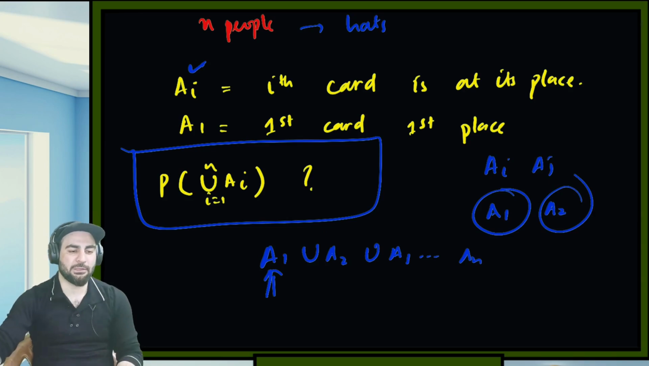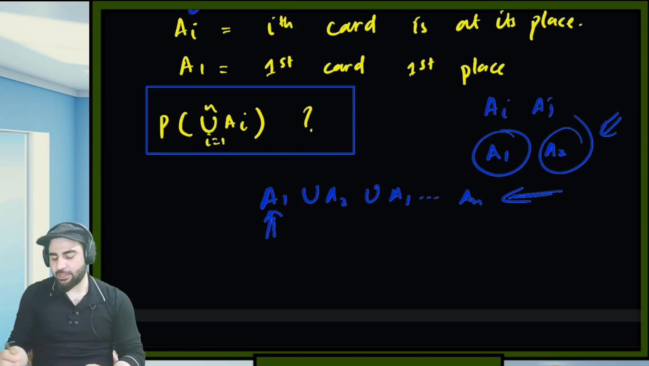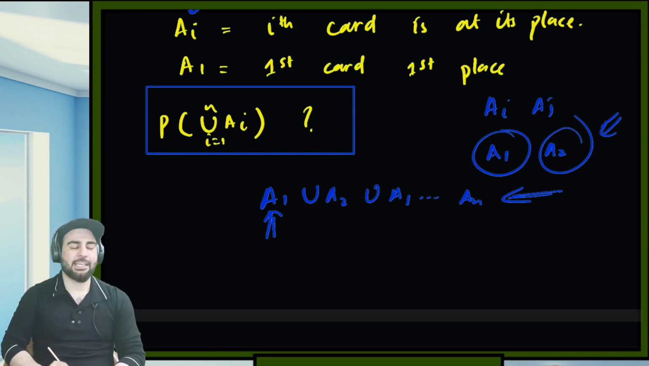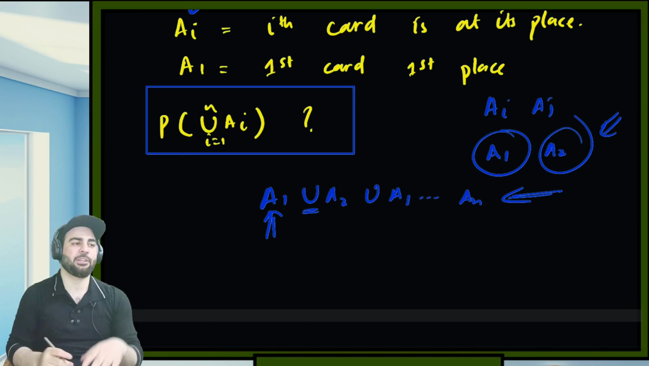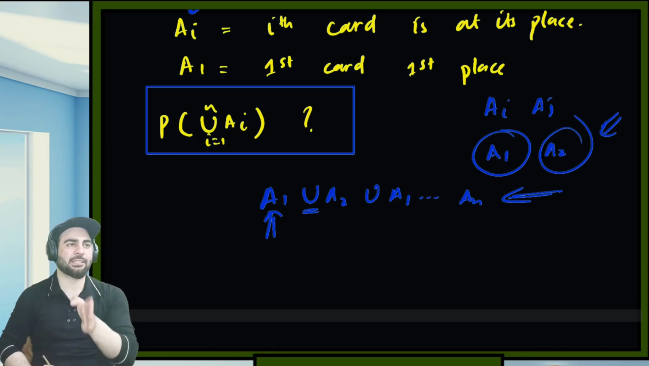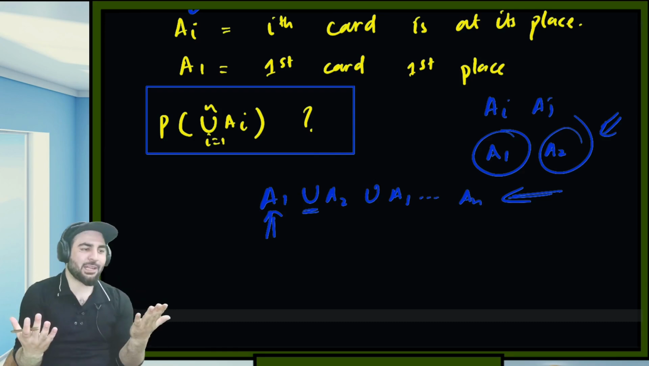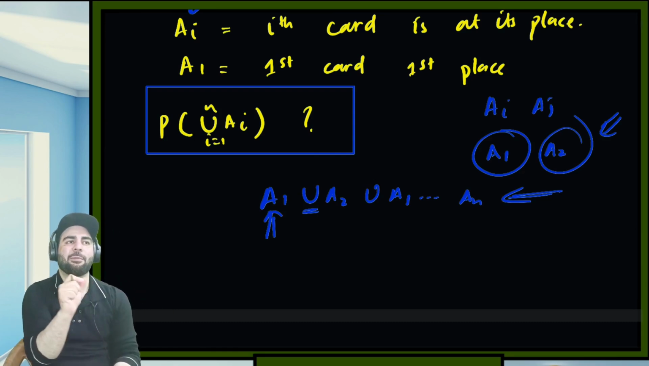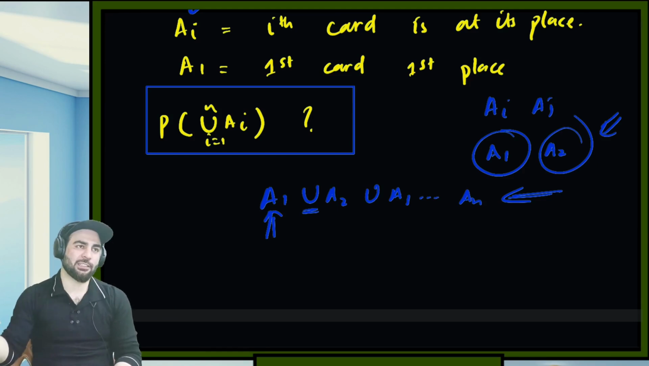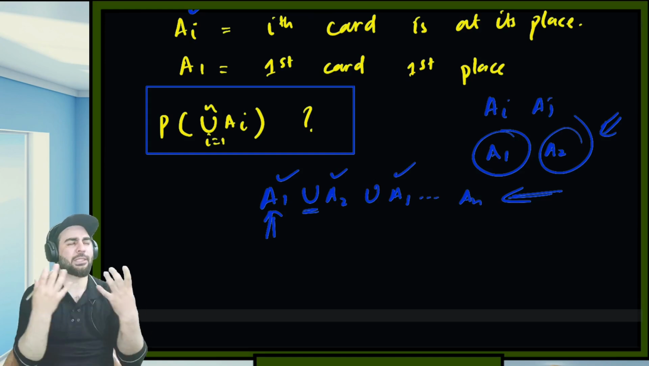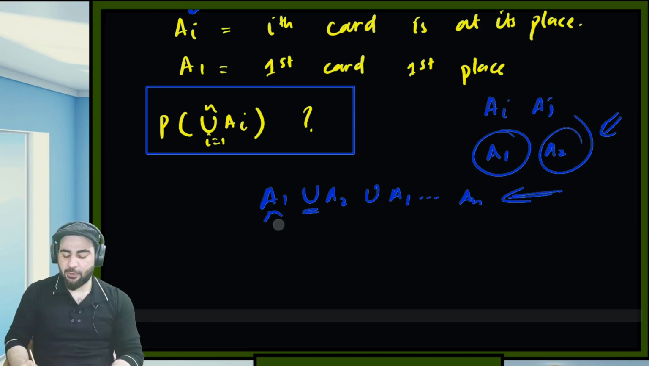I hope this clarifies things. What I'm saying here is that this says at least one is true. That's the meaning of this union. Basically you are saying either this happens, or this happens, or this happens. So "or" means multiple can also happen. It's not necessary that only A1 will happen or only A2 will happen. This is not an "only" condition; this is an "or" condition. That means this can happen, or this can happen, or they can all happen together.